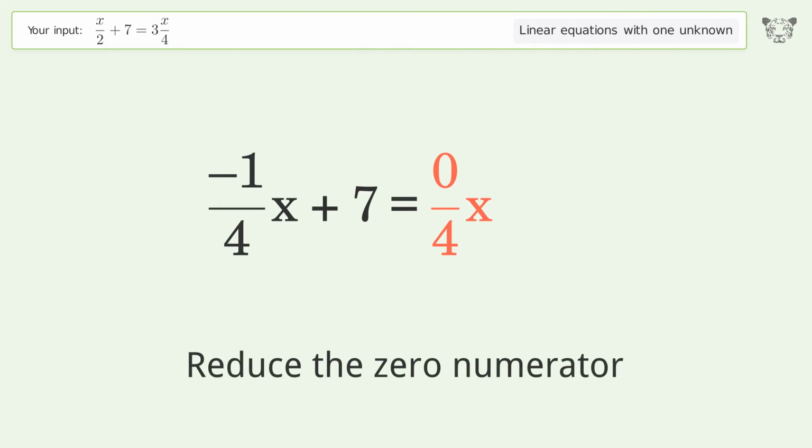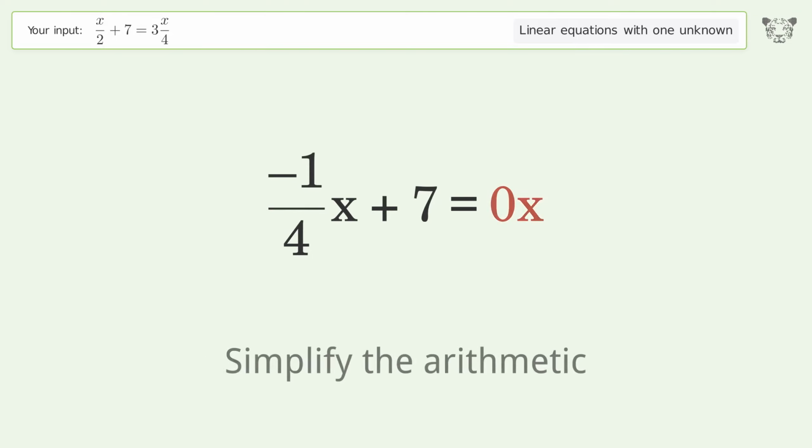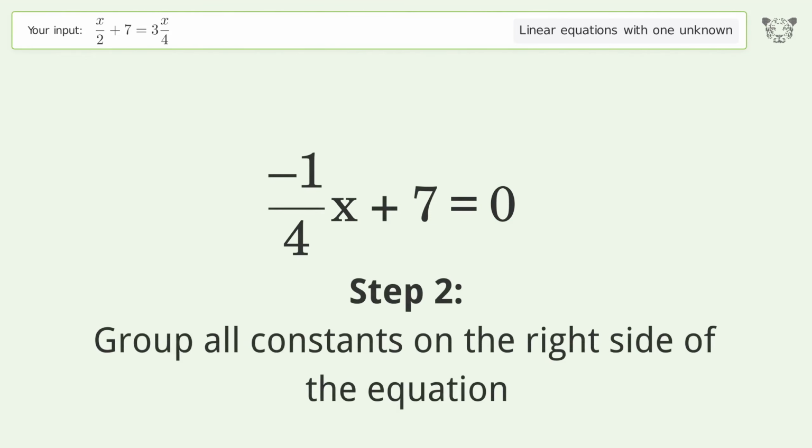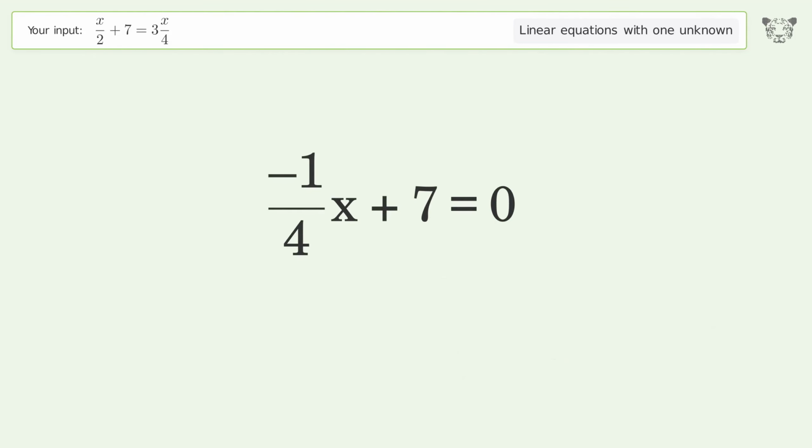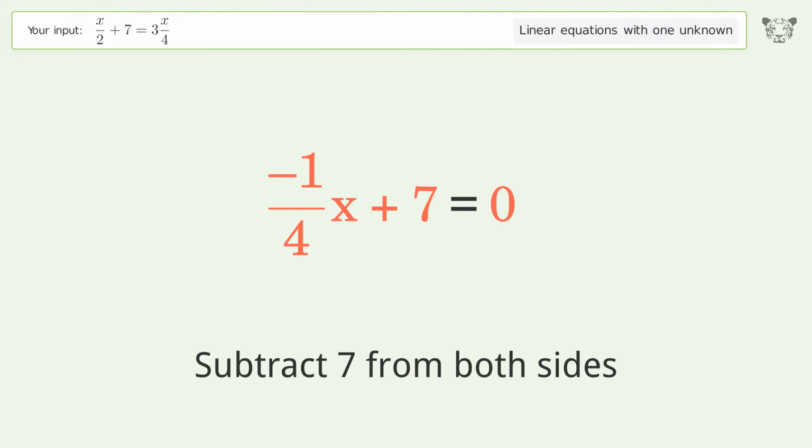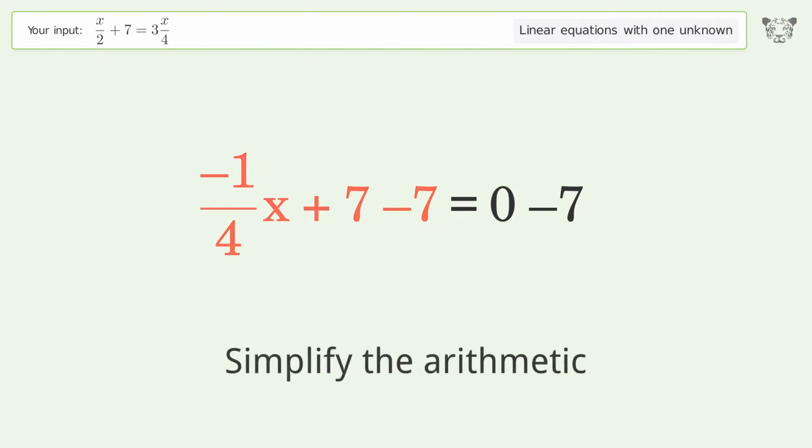Reduce the zero numerator. Simplify the arithmetic. Group all constants on the right side of the equation. Subtract 7 from both sides. Simplify the arithmetic.